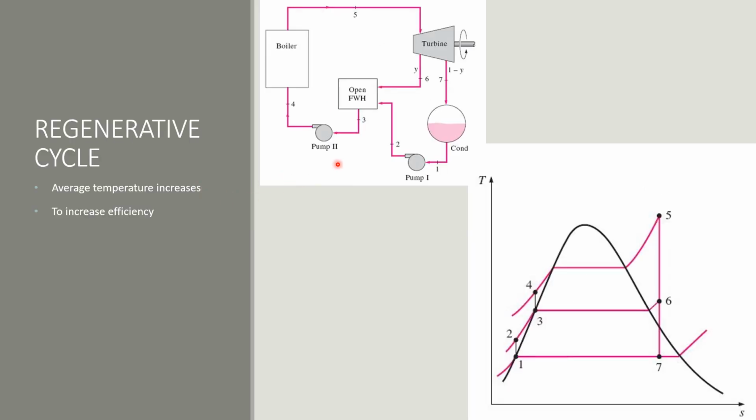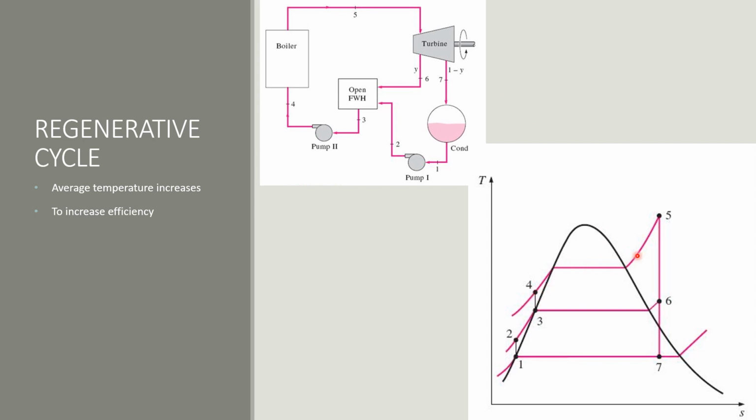Now we have a regenerative cycle. In this cycle, we increase the average temperature of the power plant to increase the efficiency. It is generally seen that the steam produced by the boiler, the superheated steam, still has a lot of heat energy after it passes through the turbine. So we distribute it into two parts: one is the y part, and the remaining is the 1 minus y part.